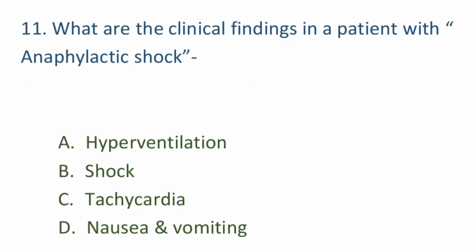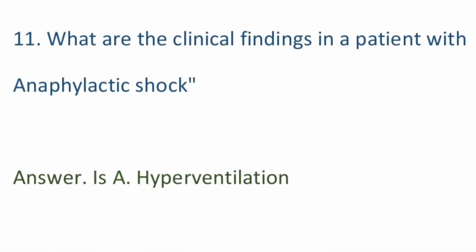What are the clinical findings in a patient with anaphylactic shock? Options are A, hyperventilation; B, shock; C, tachycardia; and D, nausea and vomiting. So the clinical finding in a patient with anaphylactic shock is option A, hyperventilation.